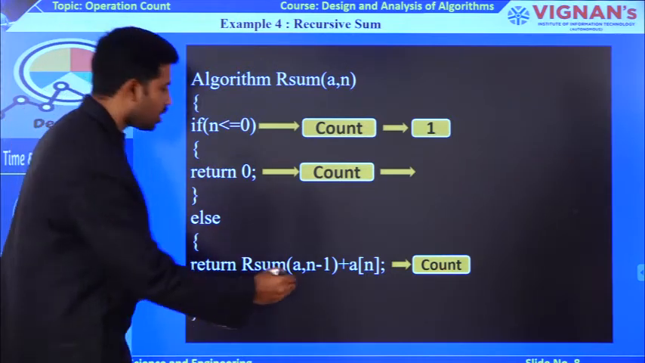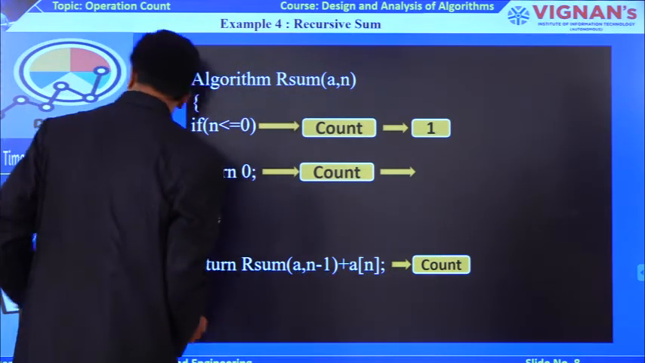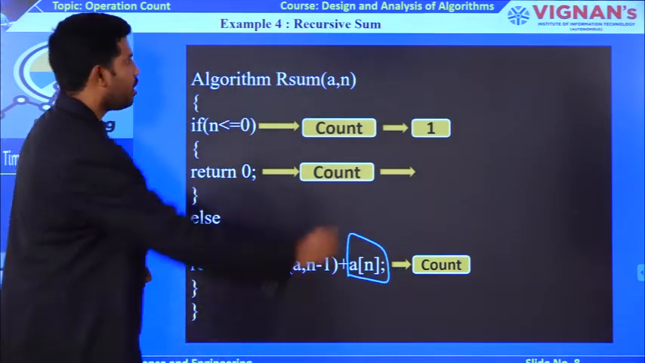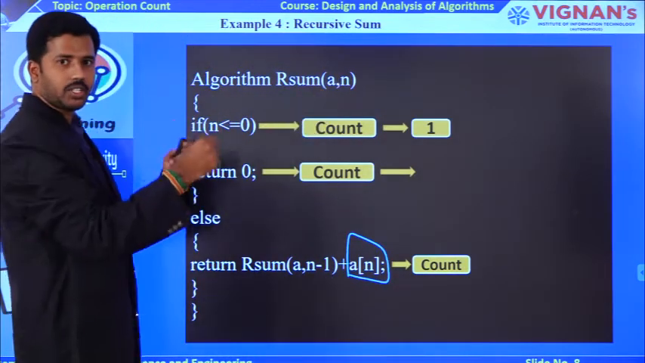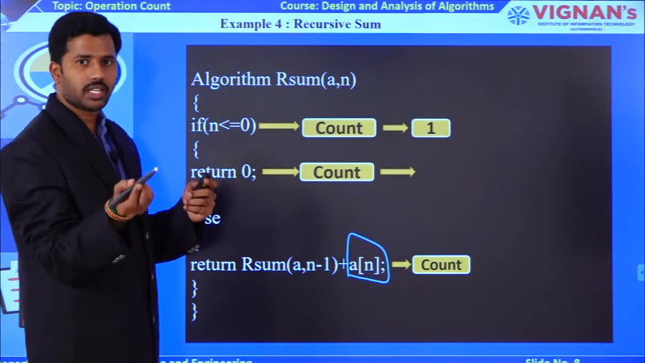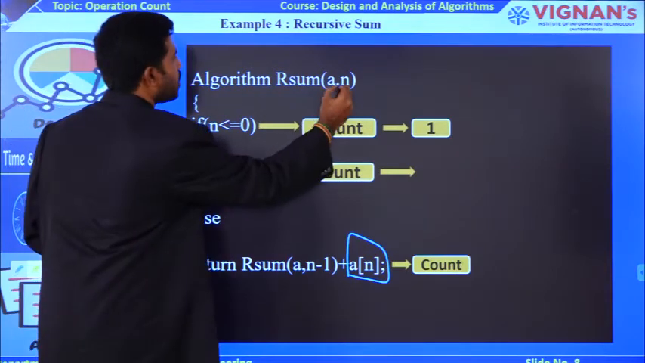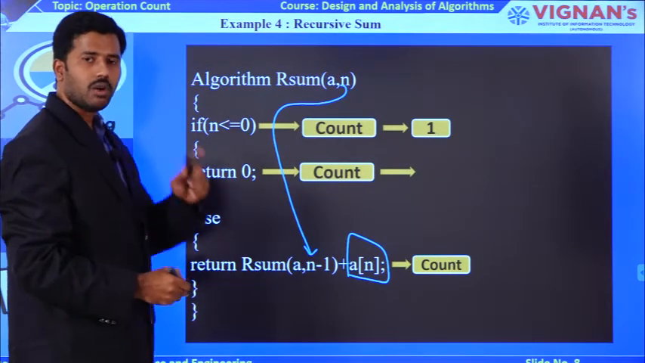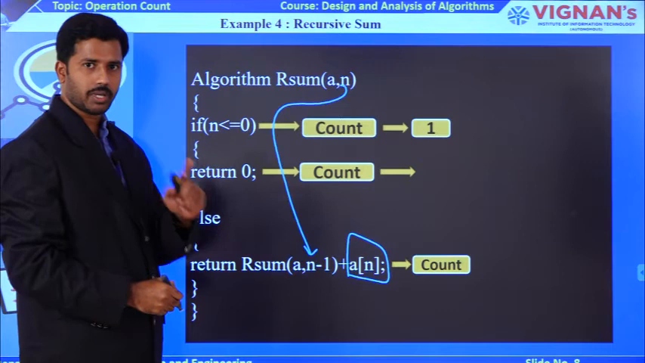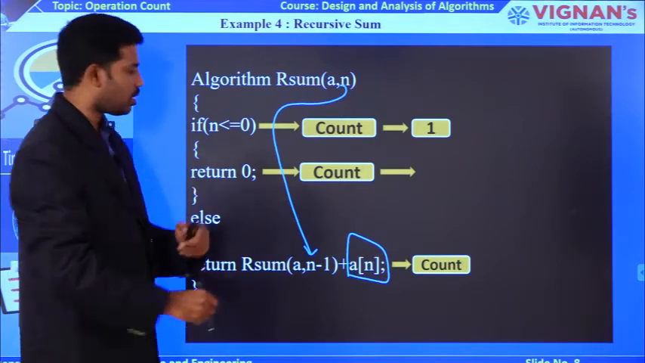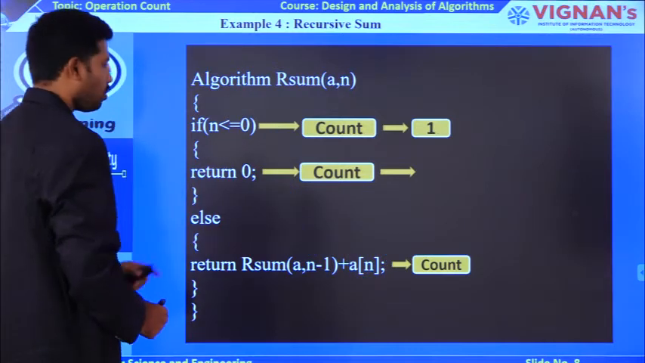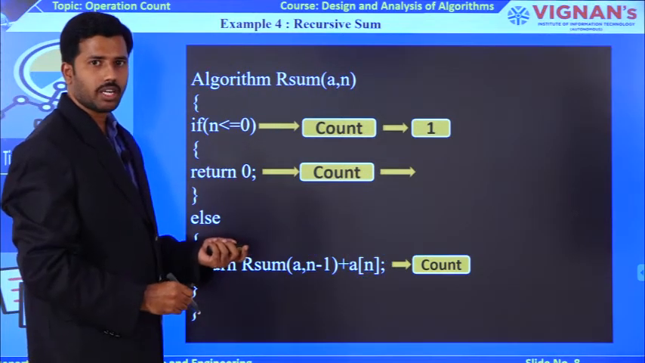For every function invocation at a time, how many values are you retrieving? Only one value. And for every iteration, how many function invocations are going to happen? For every function invocation, your n is reducing to n minus 1. That means only one function invocation will be there, and for every function invocation, only one element you are retrieving. Now you try to observe how to update the third count variable value.